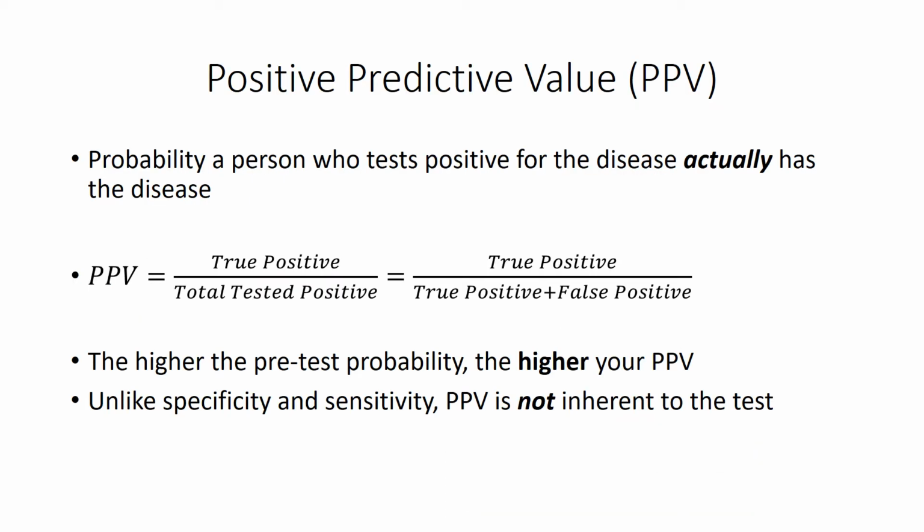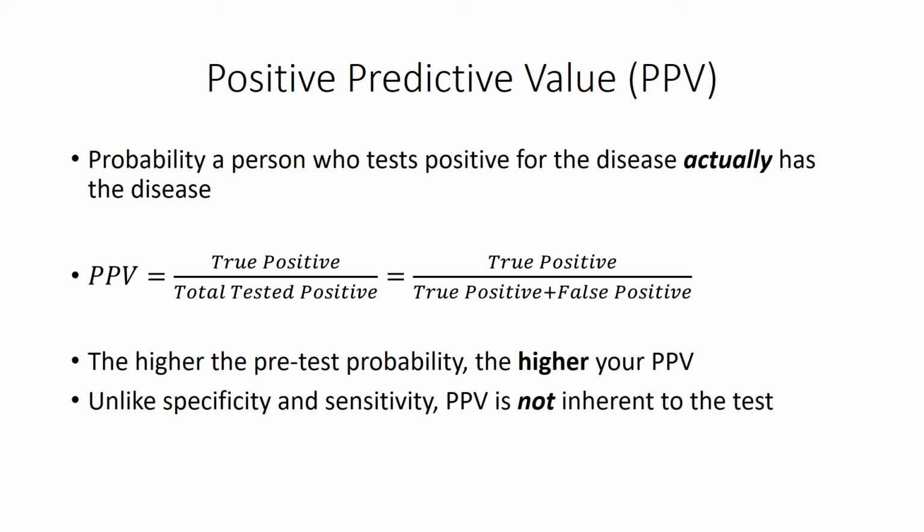The third term is positive predictive value. This is the probability that a person who tests positive for the disease actually has it. So mathematically, the PPV is equal to true positives over total that tested positive. But those who tested positive can either be a true positive or a false positive, meaning they tested positive but they don't actually have it. Now PPV is different from your sensitivity and specificity in that it's not inherent to the test, but it does depend on your sample. The higher the pre-test probability, the higher your PPV.